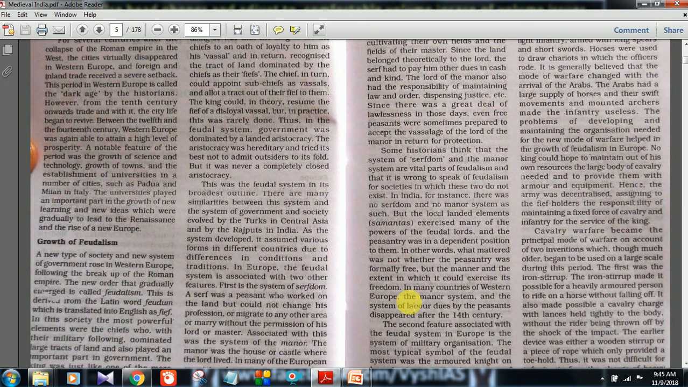In many countries of Western Europe, the manor system and the system of labor dues by the peasants disappeared after the 14th century.